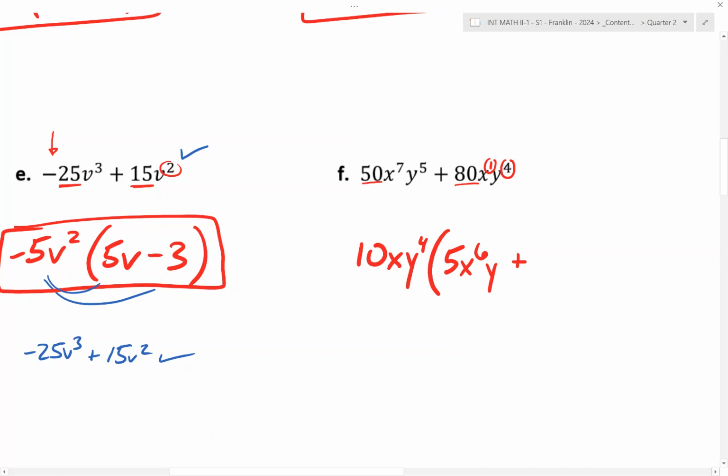Plus 80 divided by 10 is 8. 1 minus 1 is 0. Those x's just cancel out. 4 minus 4 also, those exponents cancel out. So all we have for that second term left is just 8. And there's your factored form for example F.